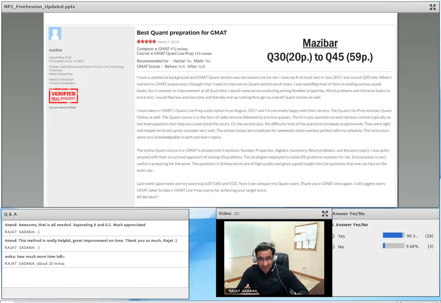As an example of a guy who improved from a Q30 to a Q45, again, a very similar story. He needed to work on a ton of stuff. Someone with a Q30 needs to start from the very foundation, and that's where the guy made sure that he tackled the right questions. He didn't go for difficult questions right away. He built his concepts on that 500 level question. Then he went on to the 600 level questions, and then moving forward.